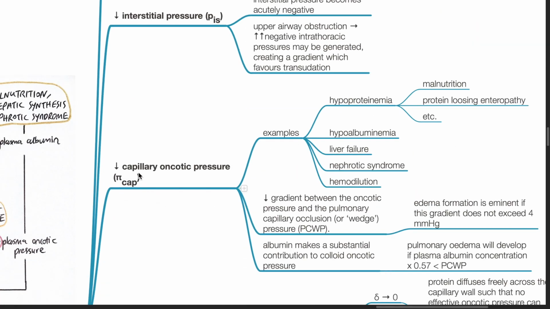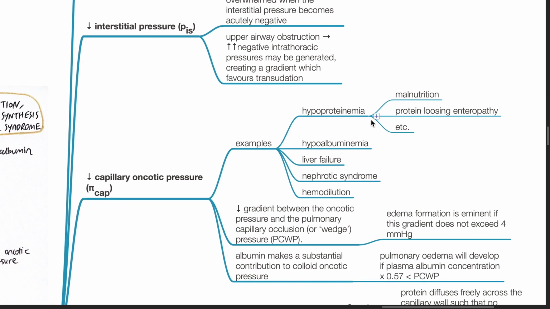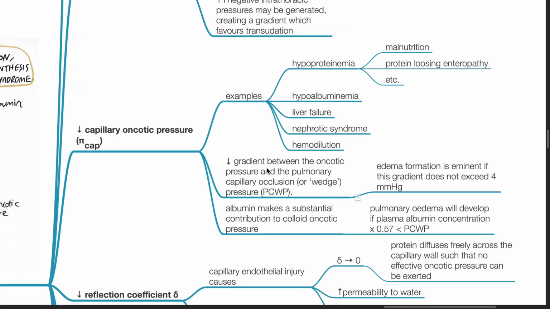Decreased capillary oncotic pressure can occur during hypoproteinemia, such as due to malnutrition or protein-losing enteropathy, hypoalbuminemia, liver failure, nephrotic syndrome, and hemodilution. There is a decrease in the gradient between the oncotic pressure and the pulmonary capillary occlusion pressure. Edema formation is imminent if this gradient does not exceed 4 mmHg. Albumin makes a substantial contribution to colloid oncotic pressure. Pulmonary edema will develop if plasma albumin concentration times 0.57 is less than PCWP.